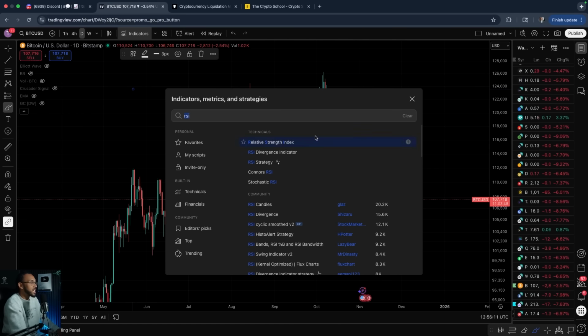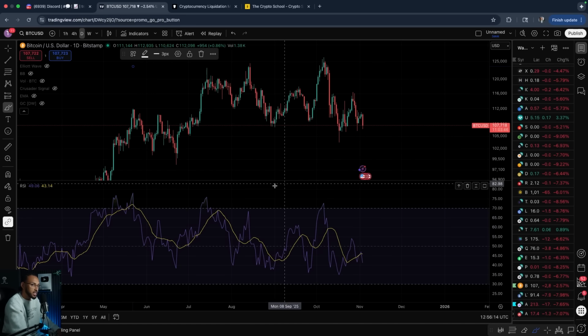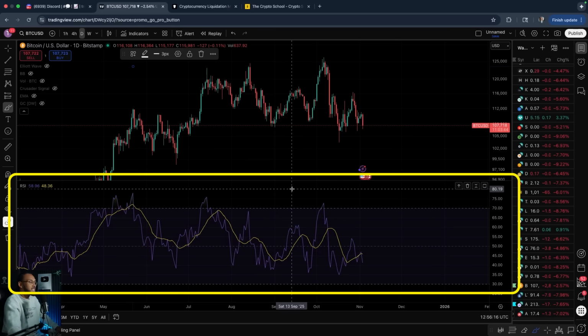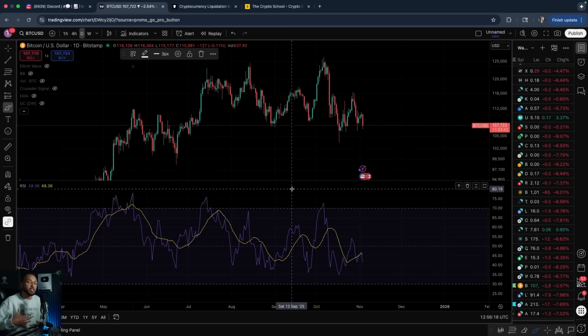Now, RSI stands for the Relative Strength Index. And what this indicator does is it tells you more information about the relative strength of a crypto. Or in other words, it'll tell you if a crypto is looking really strong or really weak. Or in other words as well, it'll tell you if a crypto is too high or too low, which will make sense in a second.